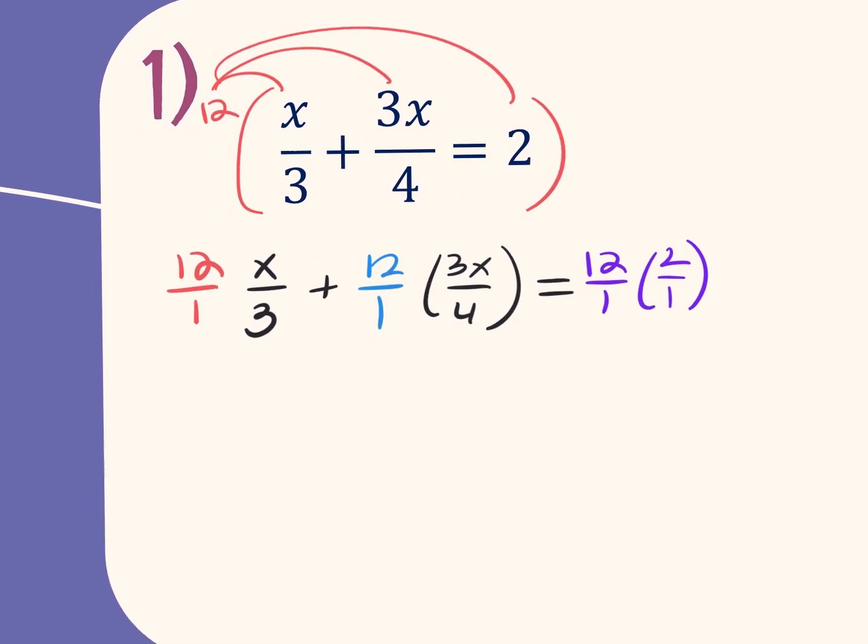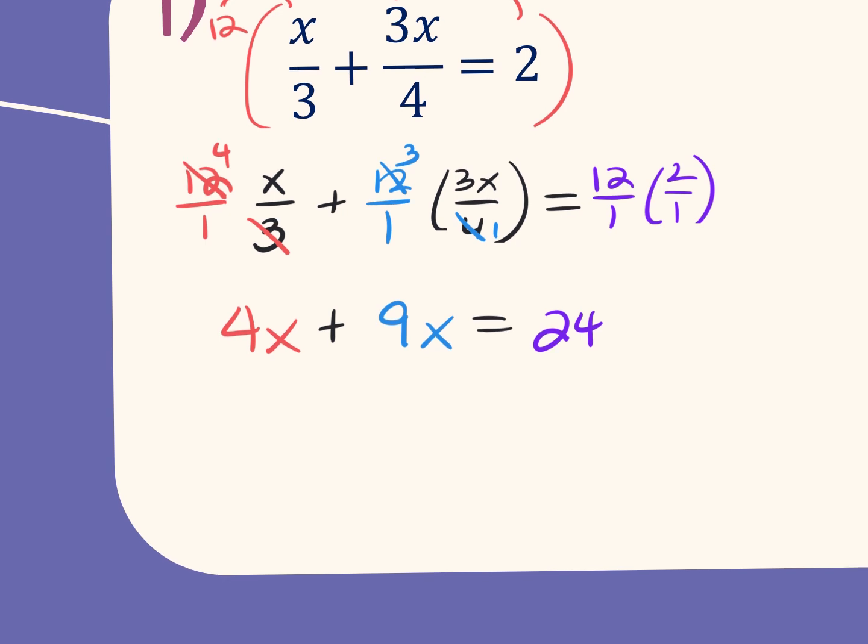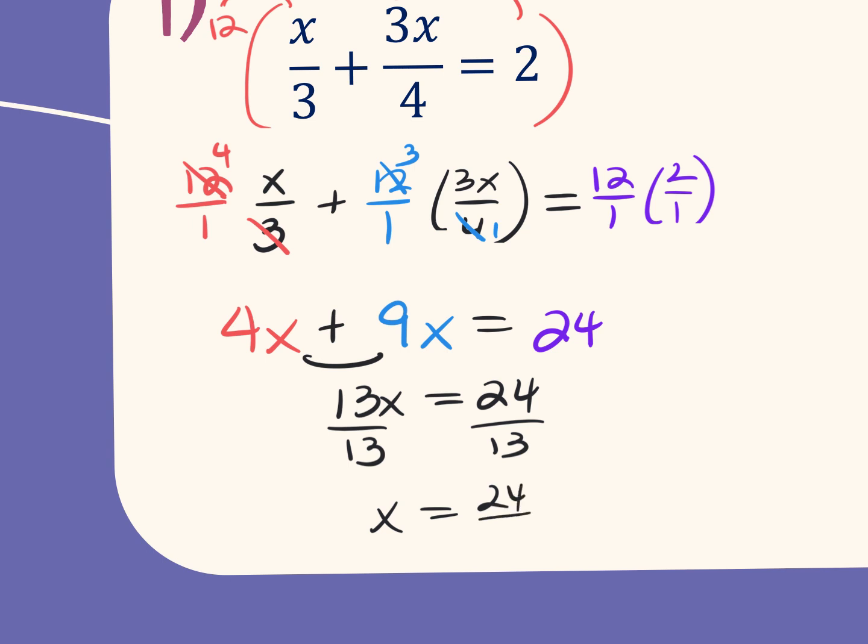So now I'm simplifying, and then this becomes a 4. 12 divided by 3 is 4, so 4 times x is 4x. Over here, the 12 and the 4 will simplify, and this becomes a 9x. And then here, the 12 times 2, nothing simplifies, so it's 24. Now I need to begin my solving process. I'm going to go ahead and combine my like terms here. 4x plus 9x is 13x equals 24. Divide both sides by 13, and x equals 24 over 13.